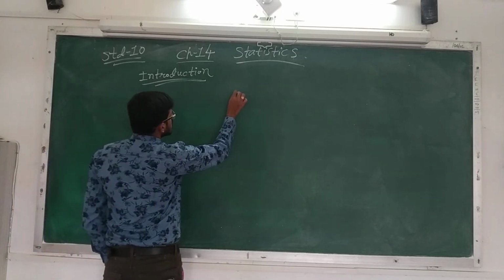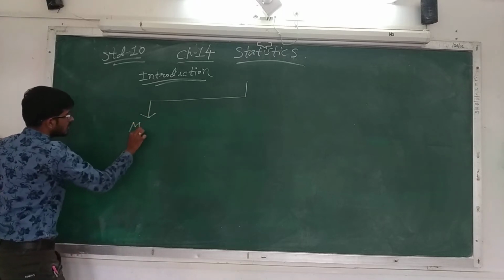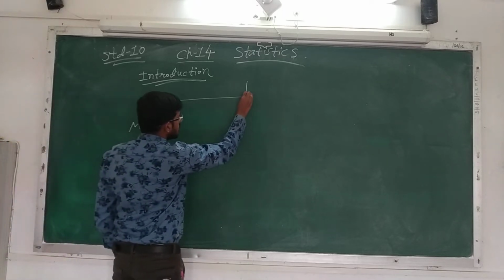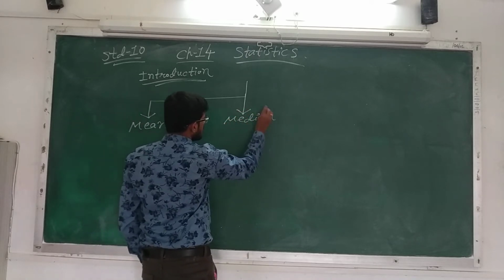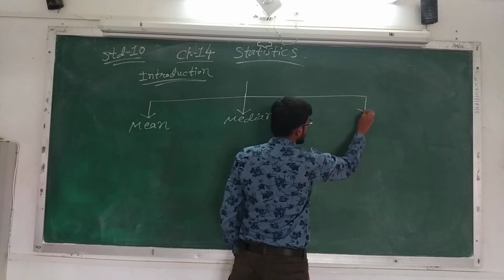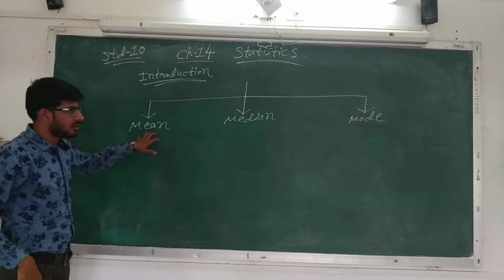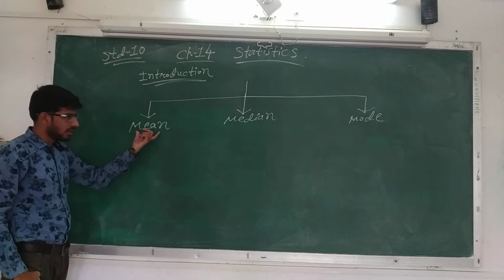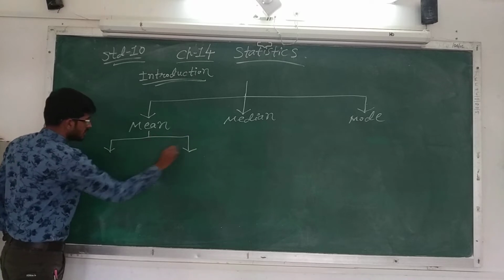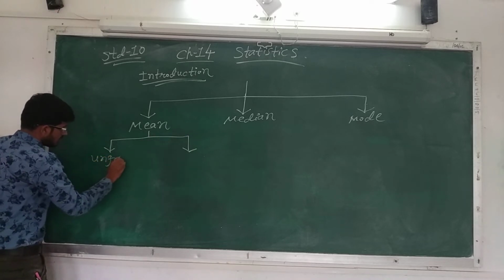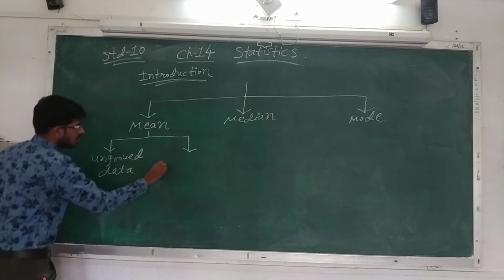So statistics in this chapter: first, mean; second, median; and third one is mode. Okay, mean, median and mode. In first, mean, there are two types of mean: first is ungrouped data, and second is group data.